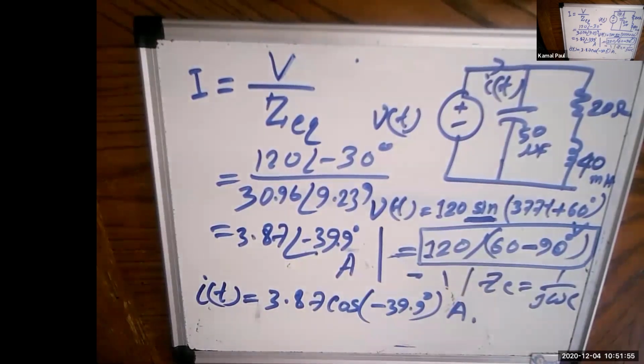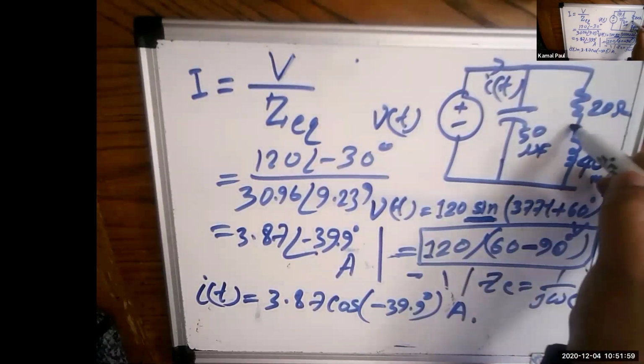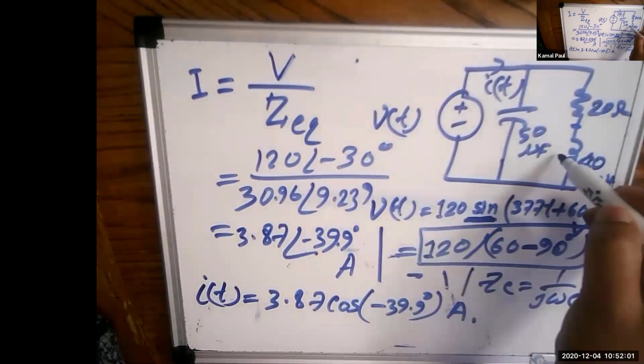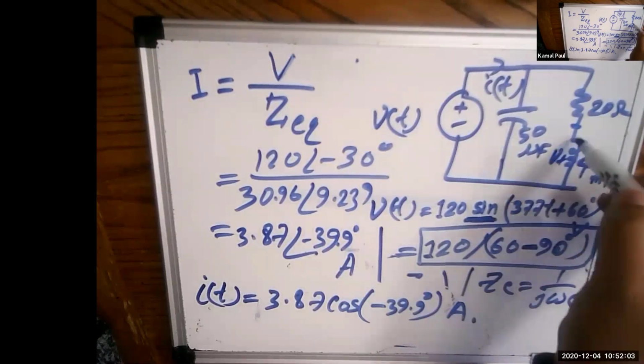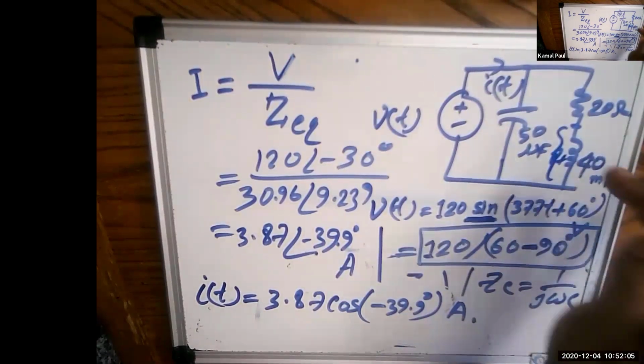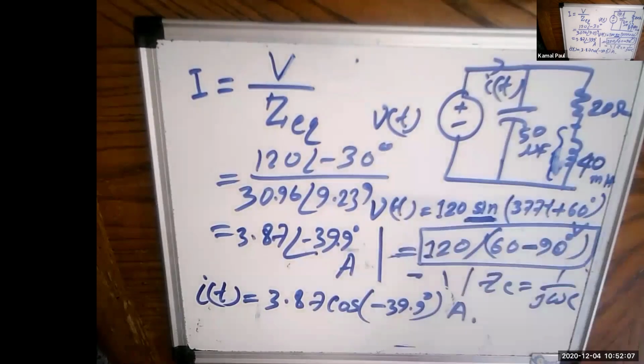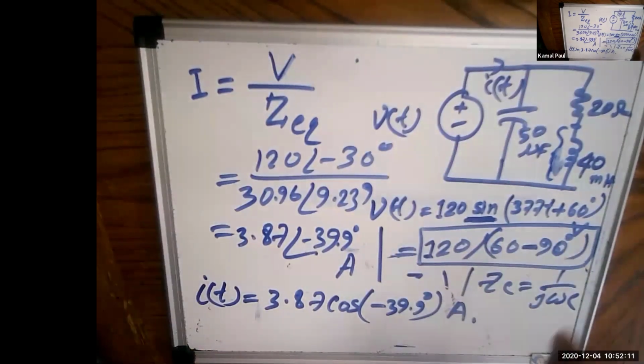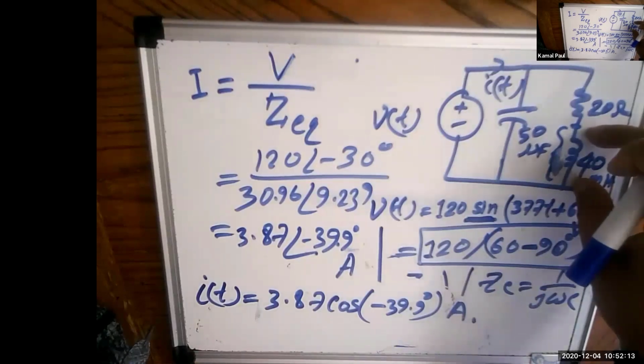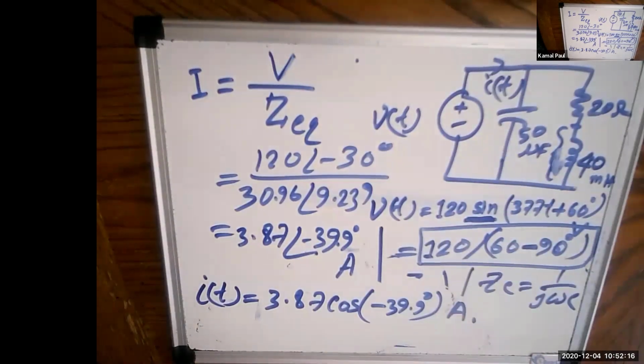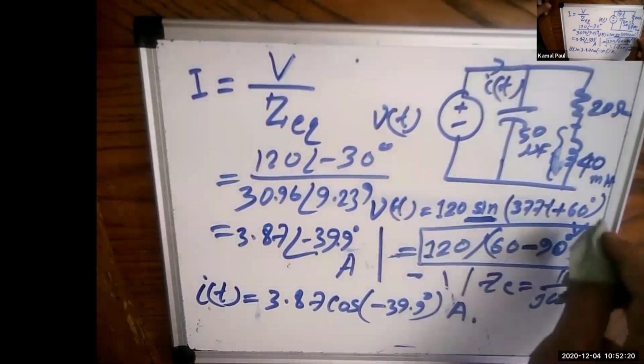For example, in some cases you will be asked for the value of V, Vt, for only this portion. Now, how will you solve this kind of circuit? What is the direct way to find this voltage? Tell me, anybody else?